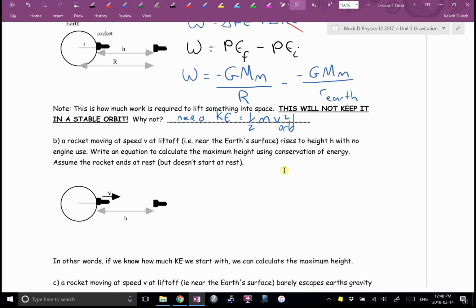So is there a change in height? Yeah. Is there a change in speed? Yeah. Is there a yucky curvy force? No. That's a job for conservation of energy. So we're going to go like this. Kinetic initial plus potential initial equals kinetic final plus potential final.